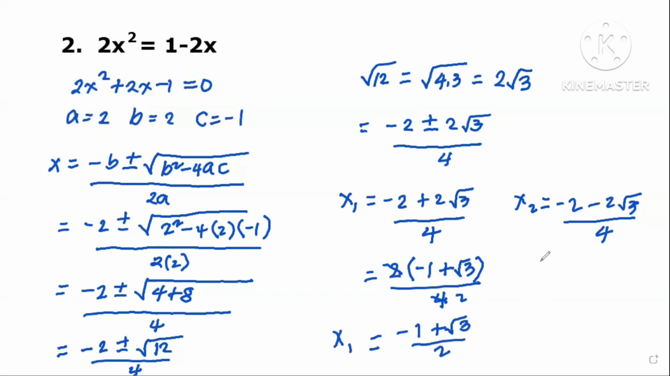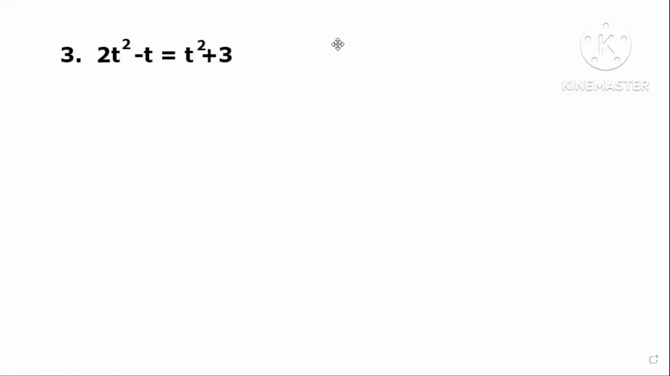Similarly, for x of 2, same thing. We factor out 2. So, this is negative 1 minus square root of 3 over 4. And then we can cancel 2 and 4. That becomes just 2. So, the other root, x of 2, is equal to negative 1 minus square root of 3 over 2. And that's it.